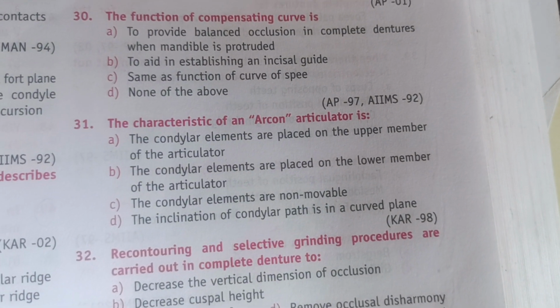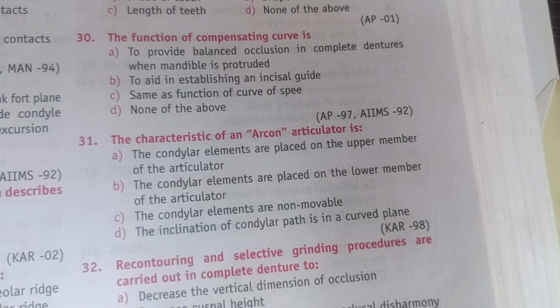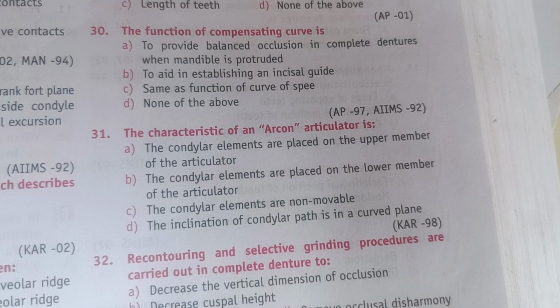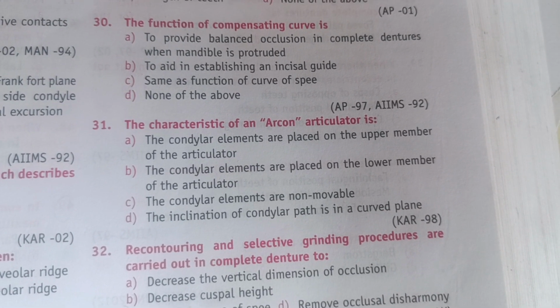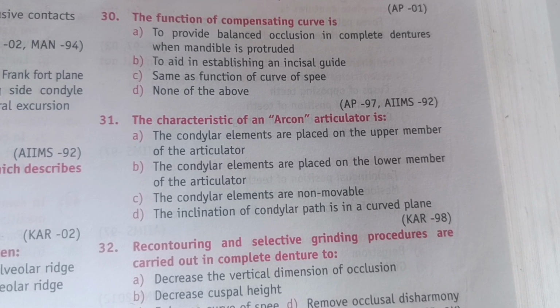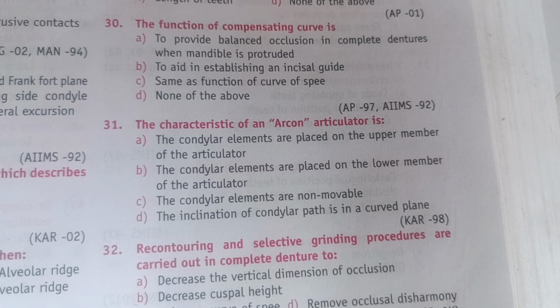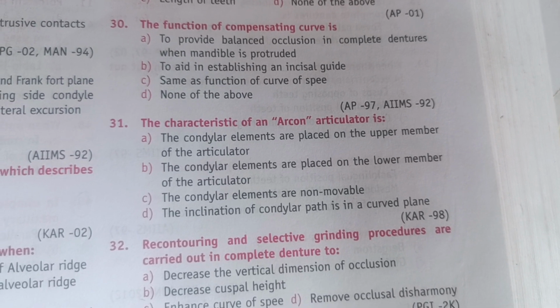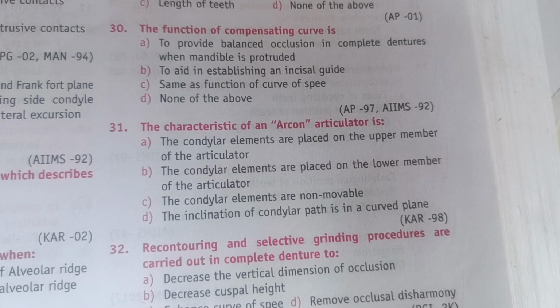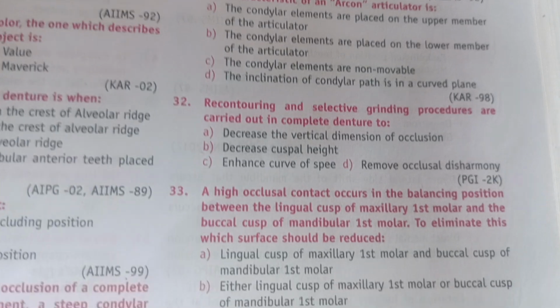Next question, the characteristics of an Arcon articulator is, your options are the condylar elements are placed on the upper member of the articulator, the condylar elements are placed on the lower member of the articulator, the condylar elements are non-movable, and the inclination of condylar path is in the curved plane. The correct answer is option B here, the condylar elements are placed on the lower member of the articulator.